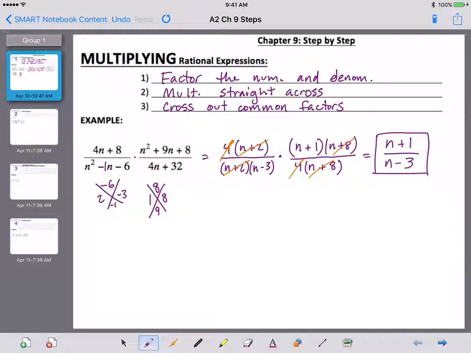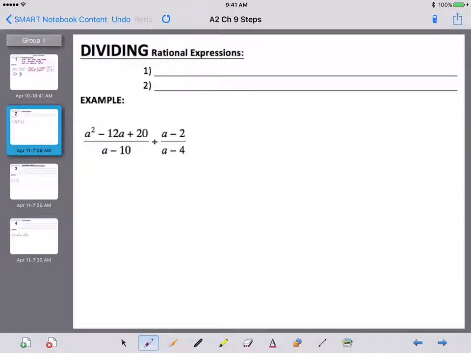The second example we're going to look at is division, which is very similar to these 3 steps here. There's just one extra step at the beginning. So let's take a look. First thing is we follow keep, switch, flip, which we learned in class. You keep the first fraction the same, you switch division to multiplication, and then you flip that second fraction. So let's turn this problem down below into a multiplication problem, and then we can follow the steps from above.